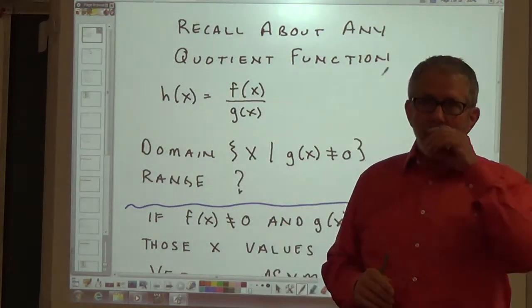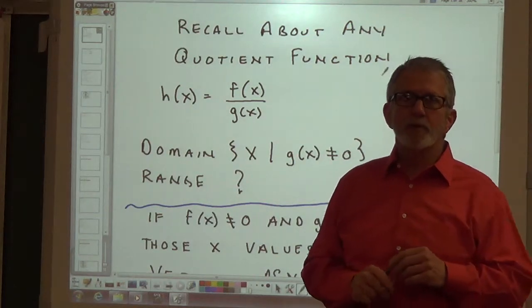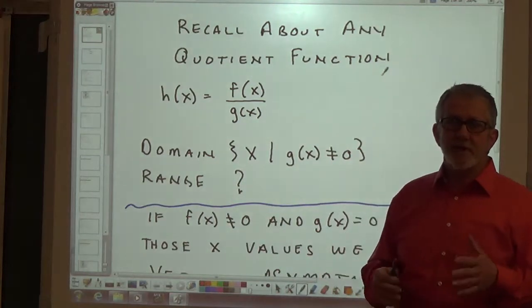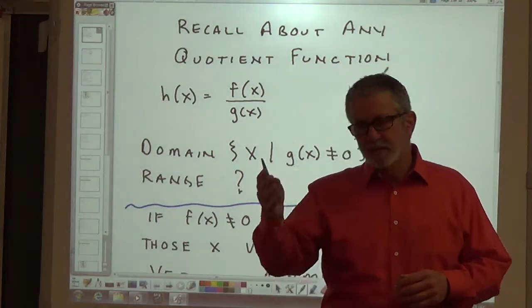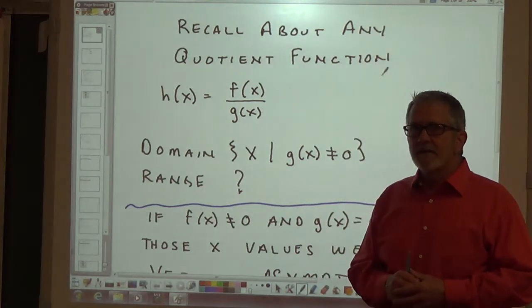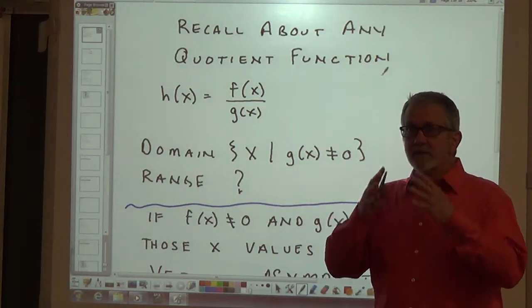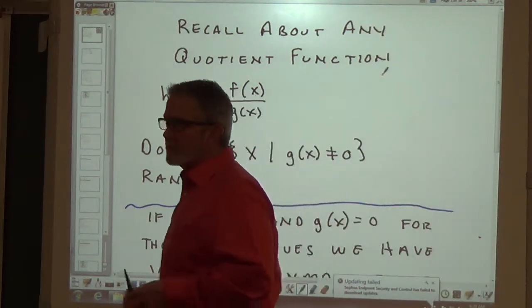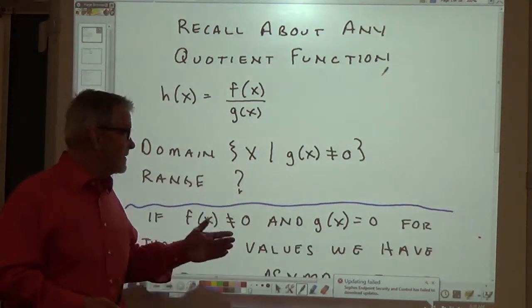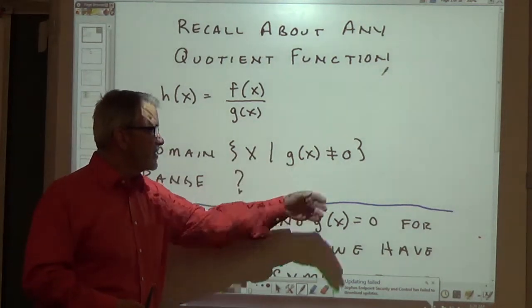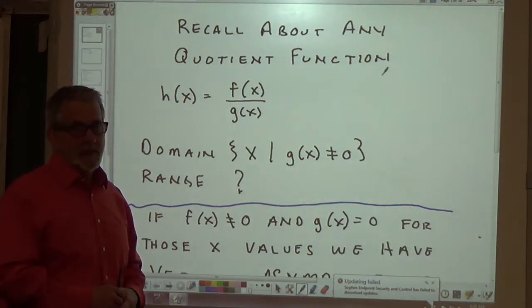Now that could be a rational function if f and g both were polynomials, or it could just be a quotient function. Maybe f is a transcendental function, maybe a logarithmic function or a trigonometric function. But what we're talking about here is going to apply for any quotient function. If I have a quotient function, the domain is going to be easy to find. The domain happens when g of x does not equal 0. You can't divide by 0.